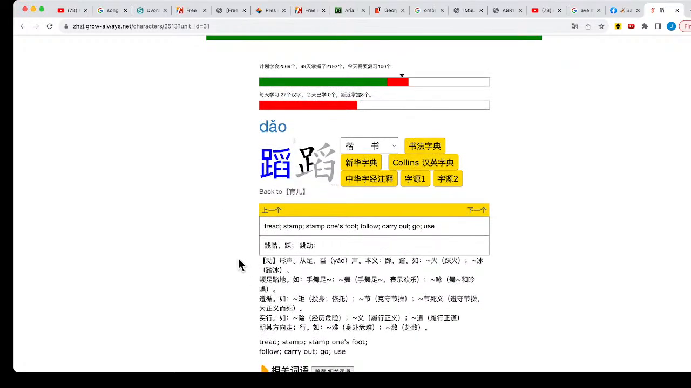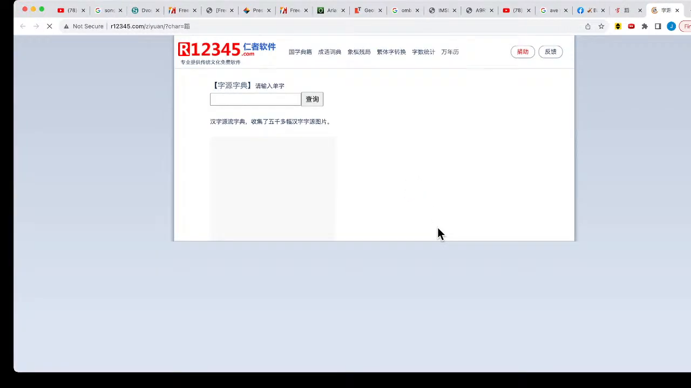Dao means tread or stamp or stomp one's feet. Okay, and also means following something, some act or some cause. Okay, and also there's a meaning of carrying out, doing an act, that kind of thing. But the original meaning is stamp or stomp feet. Let's take a look at this character.